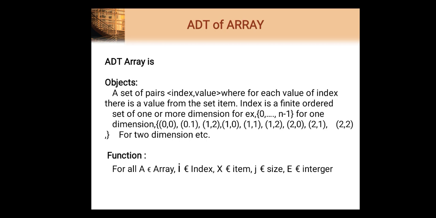Now here, instead of this, you can also give the definition of an array. You can say array is nothing but a collection of homogeneous elements. Index is a finite ordered set of one or more dimensions. Here you can simply say that an array may be one-dimensional, it may be two-dimensional, or it may be a multi-dimensional array, and you can give an example. All this description should be included in the object section.